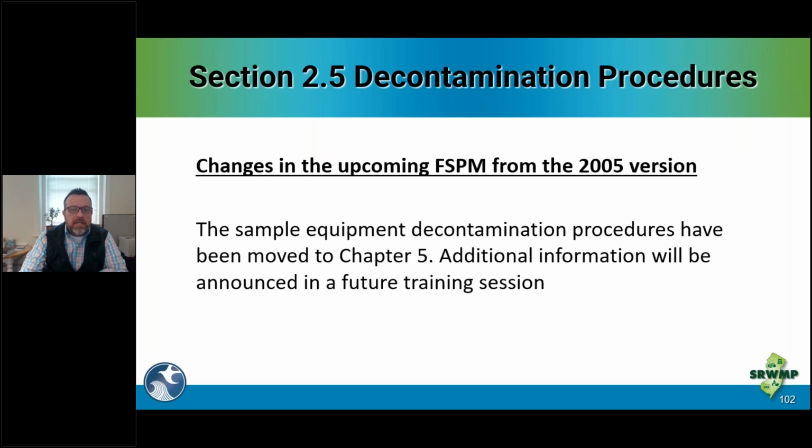So with respect to changes in the current field sampling procedures manual from the 2005 version, this is a little bit of a spoiler alert, but the sample equipment decontamination procedures have actually been moved to Chapter 5. So additional information on that will be announced in a future training session. So that is it for Section 2.5. So I'm going to transition over to Section 2.6, which details quality control samples.